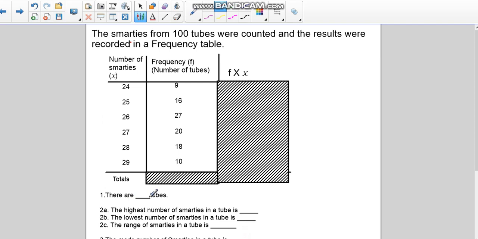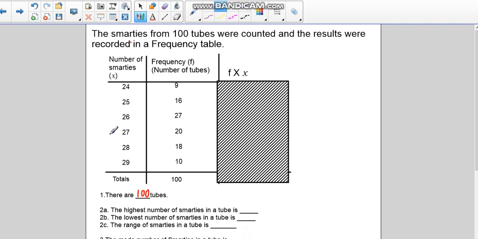One of the clues is in the question. How else could I find the total number of tubes? Well, remember, frequency is your number of tubes, and I've written it there as well. So actually I need to add this together, and it should come to 100. So there are 100 tubes. If we write that down as our first question.